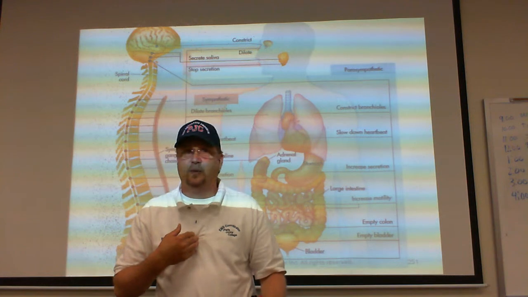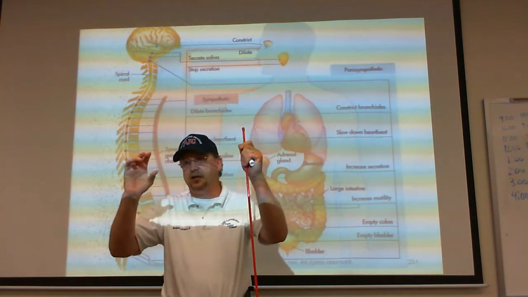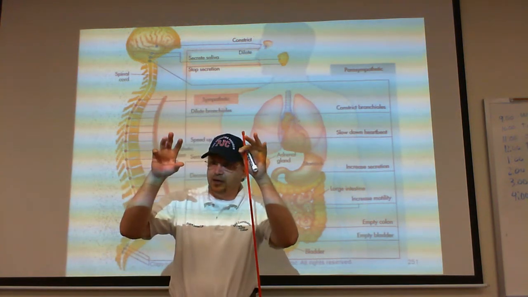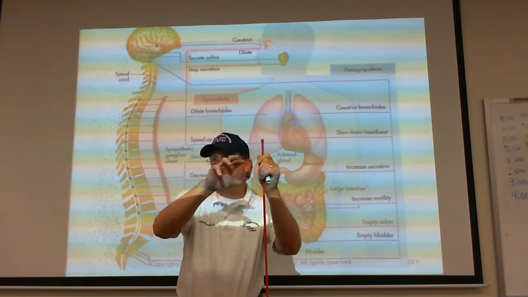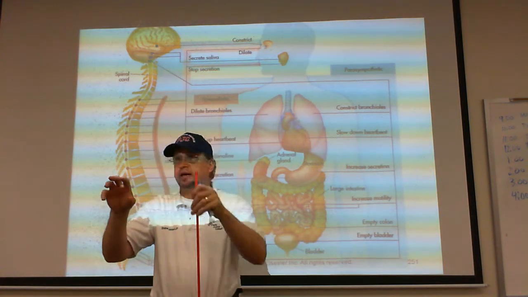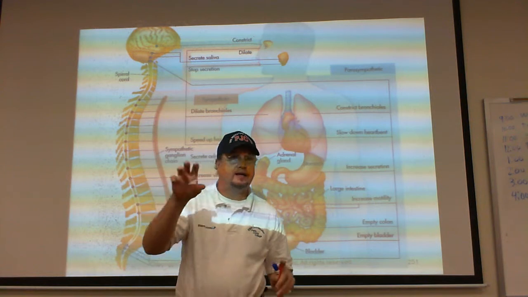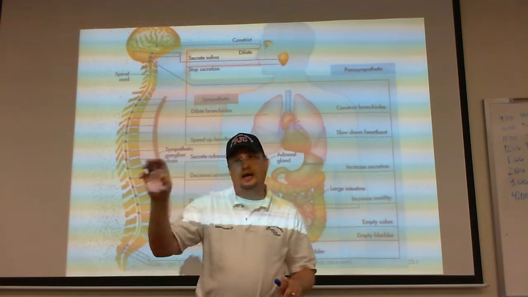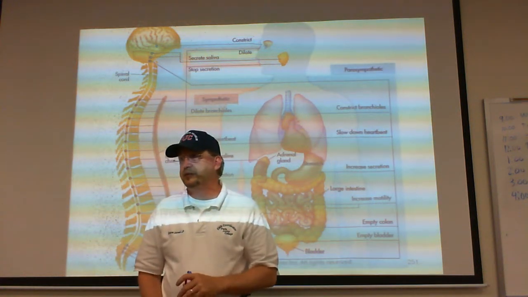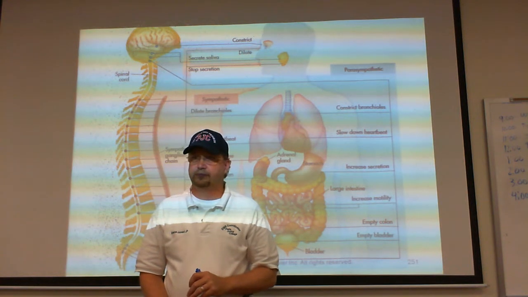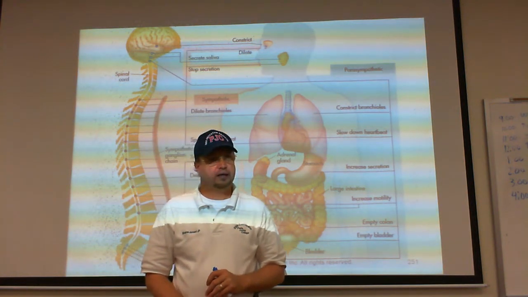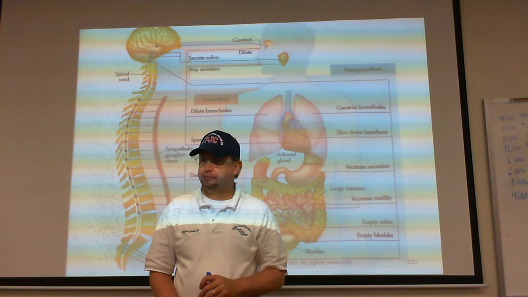Okay? So while you have cholinergic receptors, acetylcholine attaching to cholinergic receptors, muscarinic and nicotinic, the nicotinics are further divided into nicotinic N and nicotinic M.